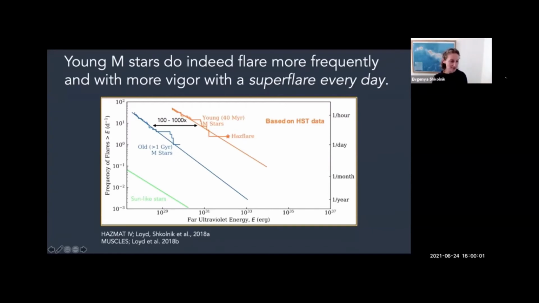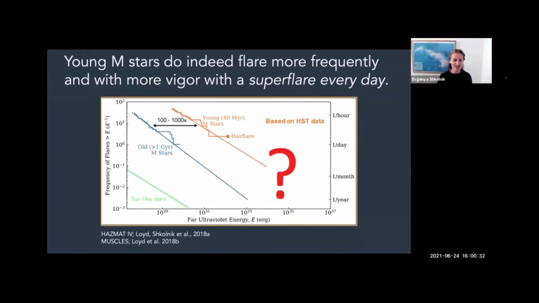And you can see that these young M-stars do indeed flare more frequently and with more vigor, and with a super flare every day. And compared to the sun, this is a lot more energy and at higher frequencies as well than sun-like stars. So the question then is, what's really happening over here? What's happening in this range? How strong do these flares really get? How strong is a flare that happens only once a month or once per year?